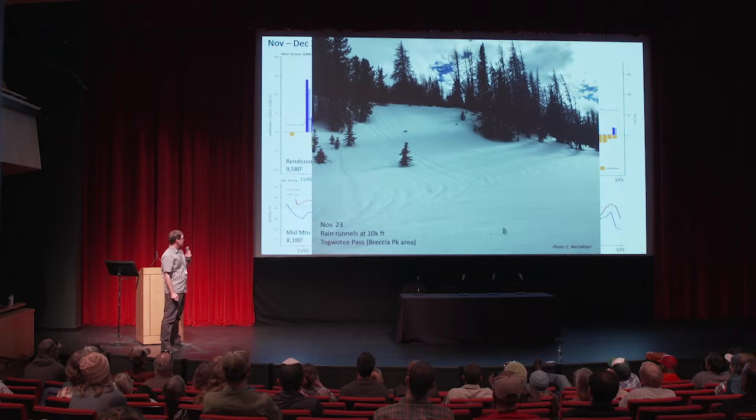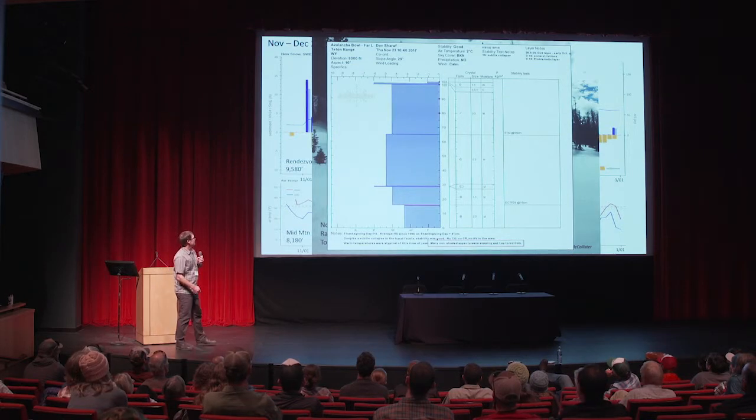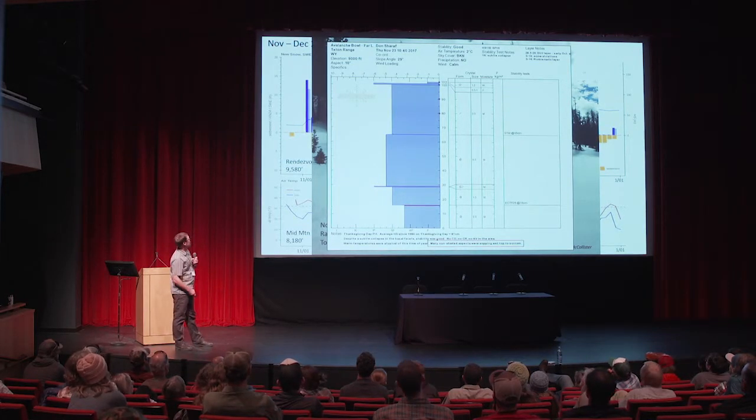Here's what some rain runnels look like at Teton Pass, 10,000 feet, a couple of days after that. And this is a snow profile from Don Sheriff that I've picked out from Avalanche Bowl.